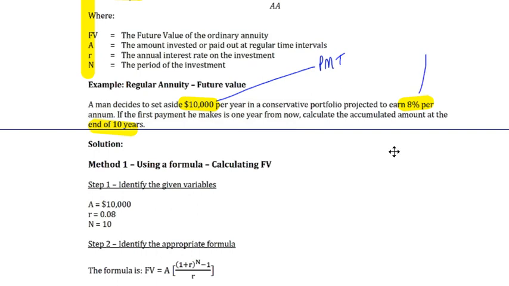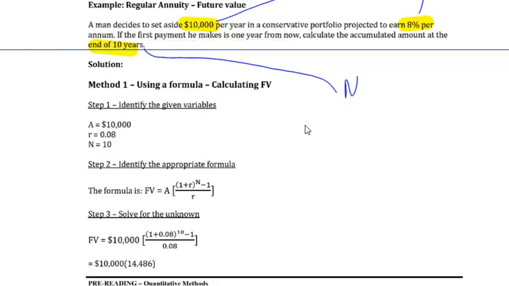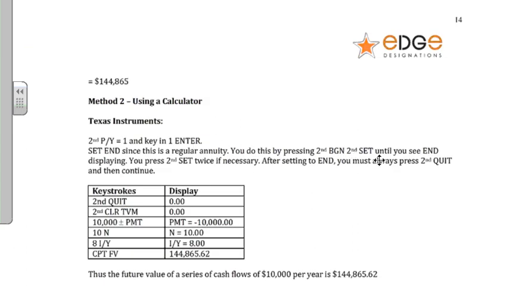8% interest rate per year, that would go under I, interest rate per year on my calculator. And 10 years, that would be my N. If you look over here, guys, method number 1, using the formula. I'm not doing it with you guys. Please don't do it that way. I've given it to you just in case you ever want to do it like that. Please don't. Okay, we move on.